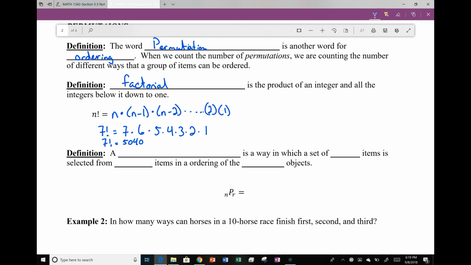Now the one that gives us a little bit of a hiccup or confusion is 0 factorial. 0 factorial is just 1. We've taken all of the other integers away. We're still left with the number 1.